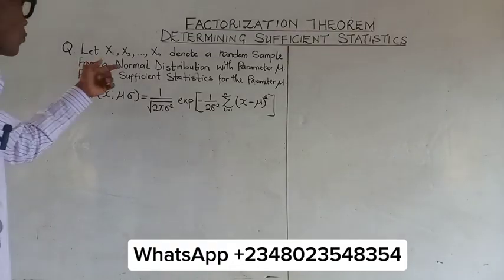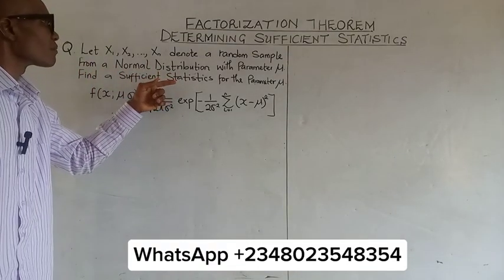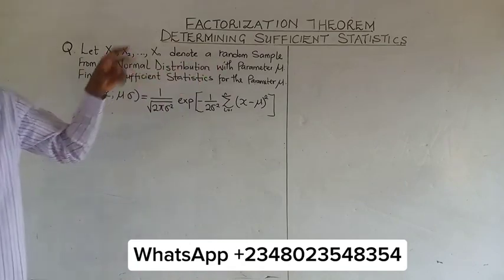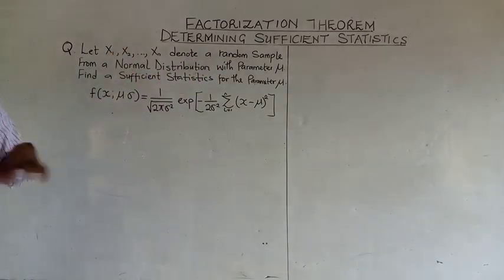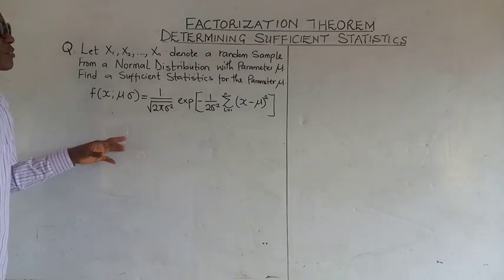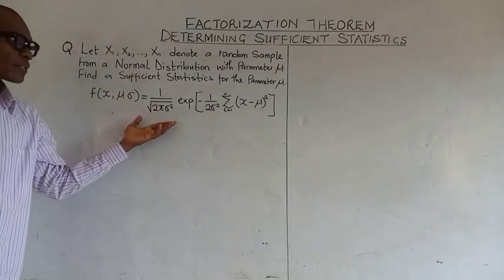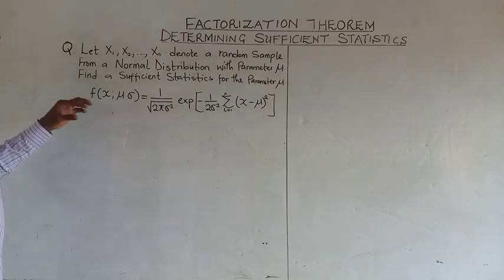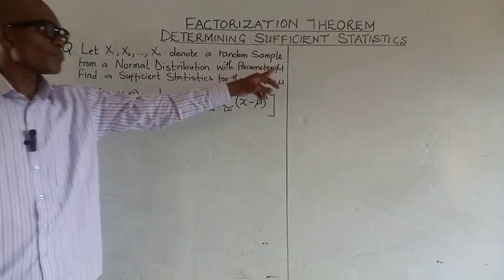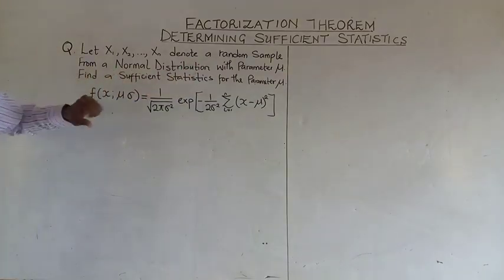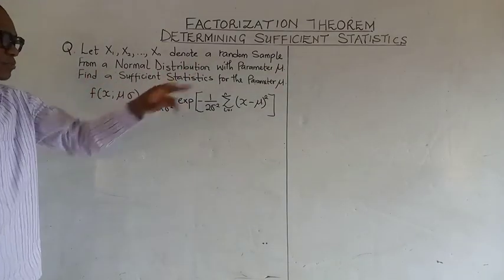Here we'll be talking about the normal distribution for determining sufficient statistics. We are still talking about the factorization theorem. Here we have the normal distribution, and the parameter for this distribution is mu.